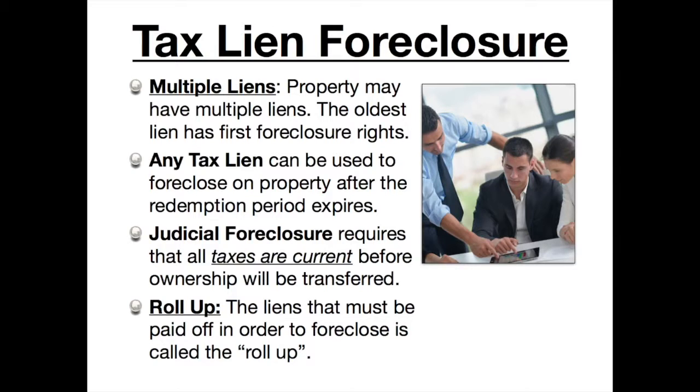Now, if your redemption period comes to an end and you wish to pursue foreclosure, one of the requirements of a judicial foreclosure, which is one that's being done through the courts according to state law, is that the taxes are current. This is actually for a couple of reasons. The property itself can't be foreclosed on while a lien still exists against the property, because the liens prevent the transfer of ownership. So that brings up the roll up. Really, what we're talking about here is the delinquent taxes that are still owed on the property that need to be paid off in order to foreclose on the property.